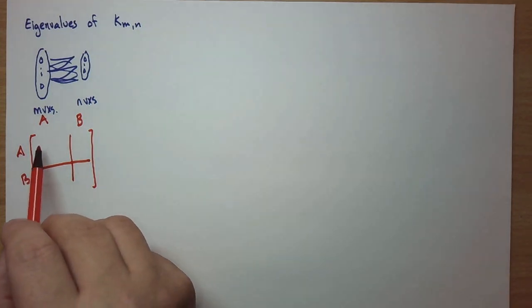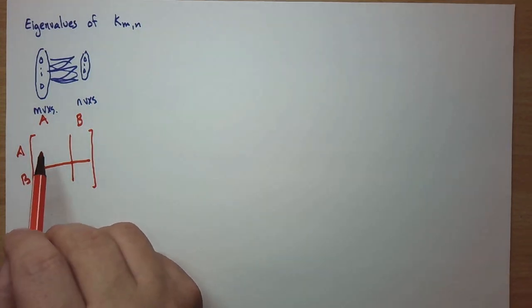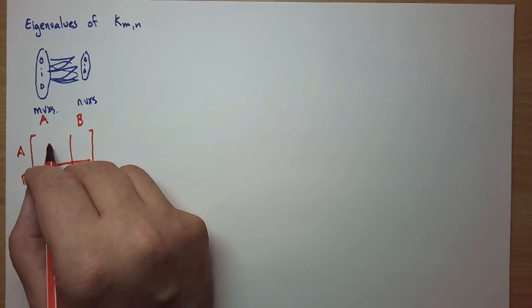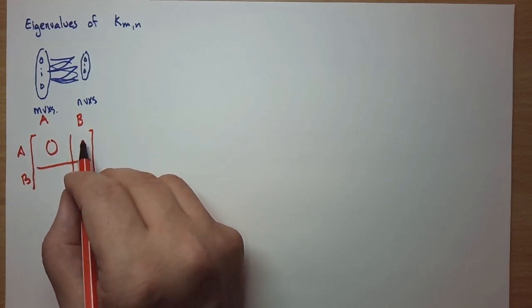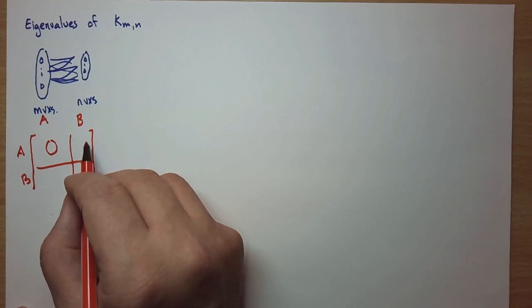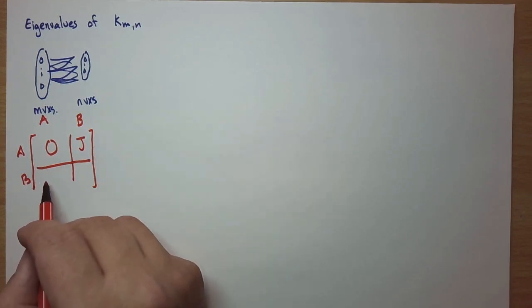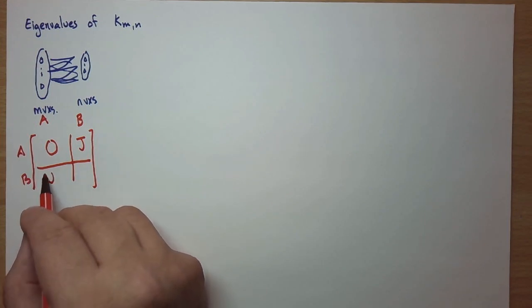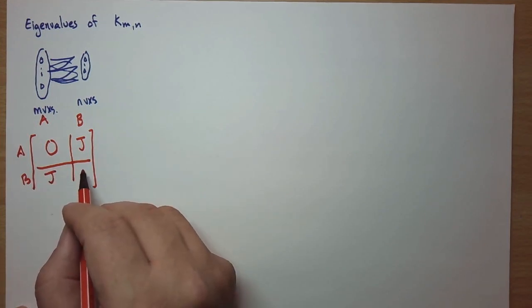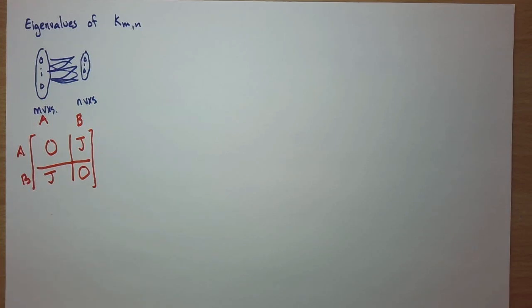What's in the upper left corner? Zeros. What's in the upper right? Ones. And so we'll just shorthand that with a J. Lower left, J, and lower right, 0. Okay. Just from this, I claim that we can get almost all our eigenvalues right away.